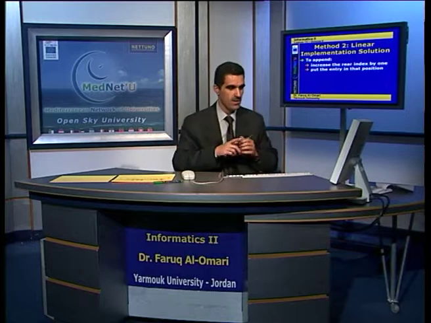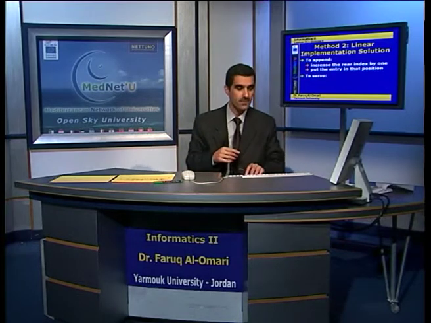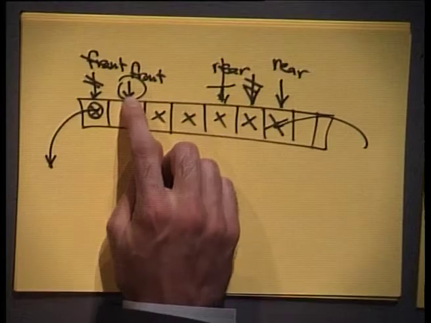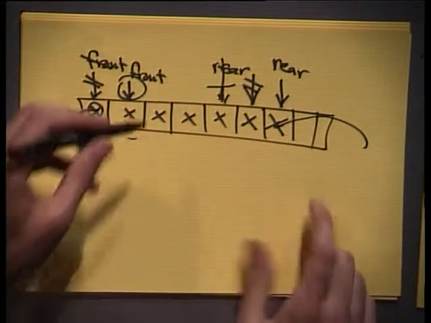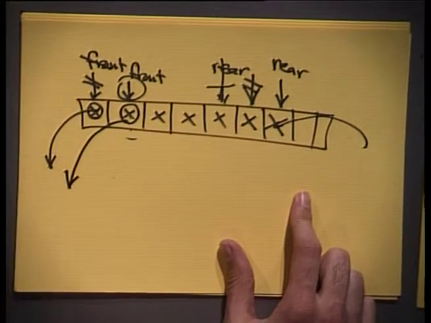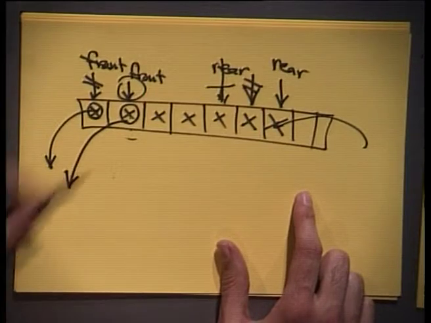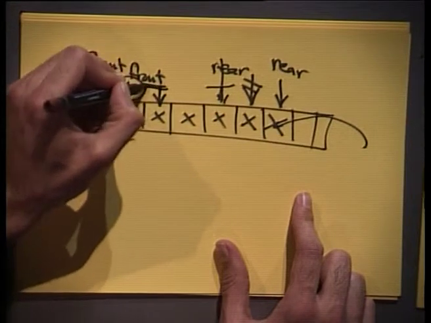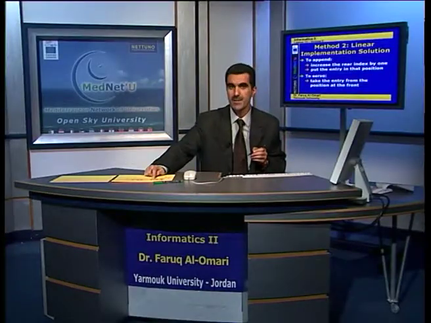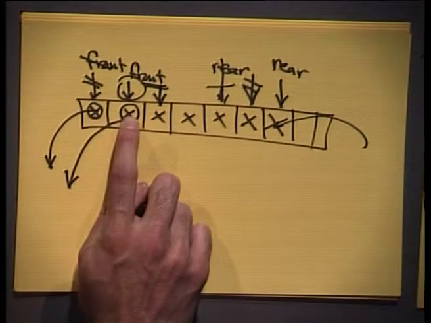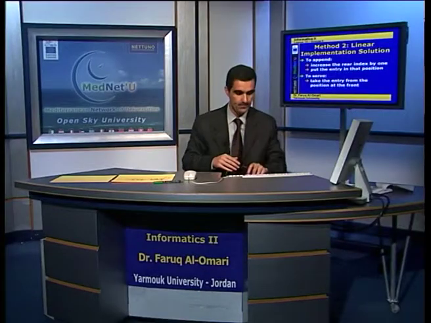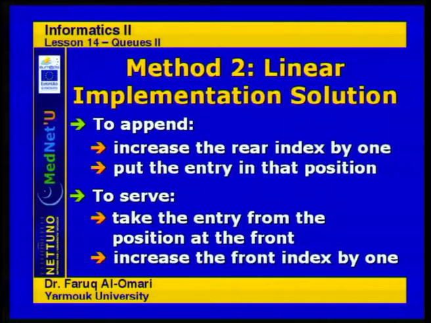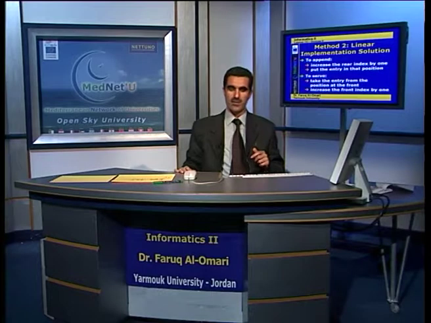Easy. Let's see the serve. To serve, take the entry from the position at front. Let's say front is already here. So I'm going to serve this person now. Okay? So this is going to be out of the queue. And then front is going to be, after that, adjusted and point to here. So front is going to be here, pointing to this entry now, and these 2 entries are vacant. So take the entry from the position at the front and increase the front index by 1 so that it points to the next entry.